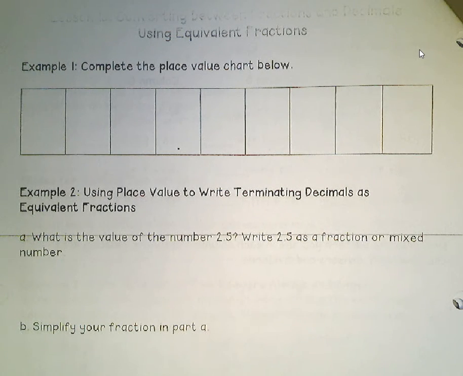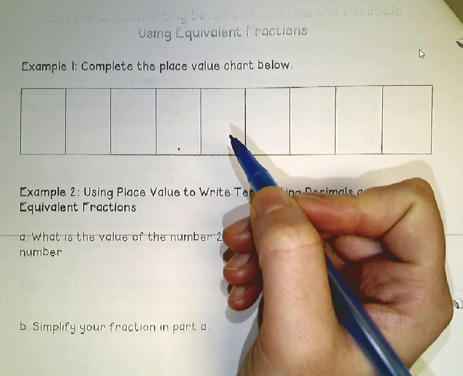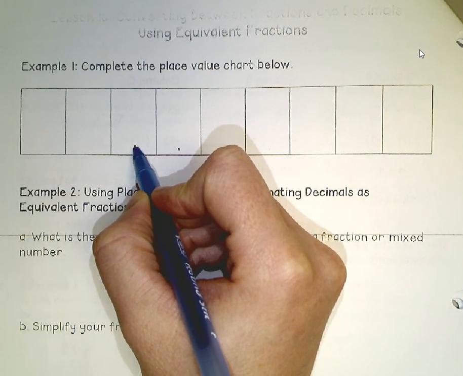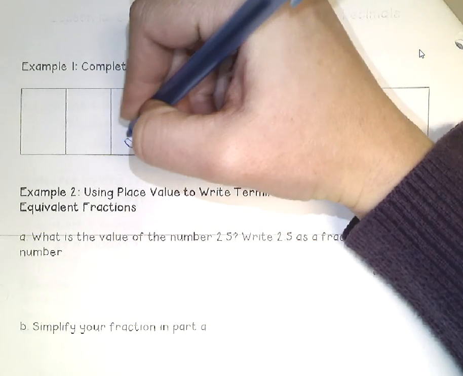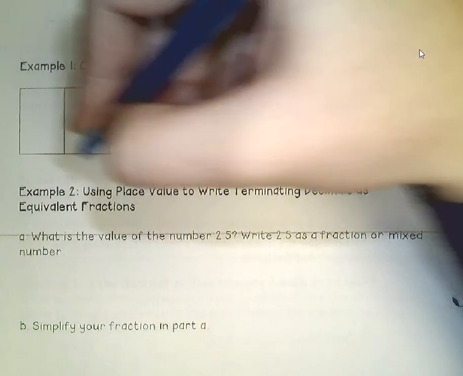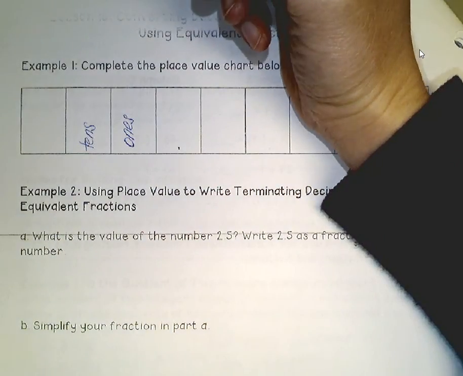If not earlier, actually. So we have a decimal point right here. We are not going to fill anything here. What is the first place value that comes before the decimal? That's ones. After that, we have tens. And after that, we have hundreds.